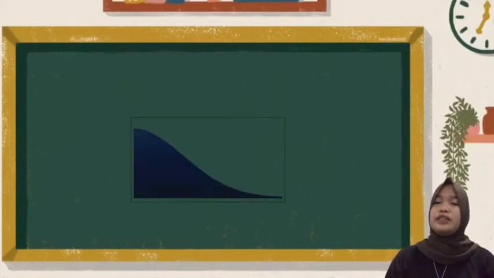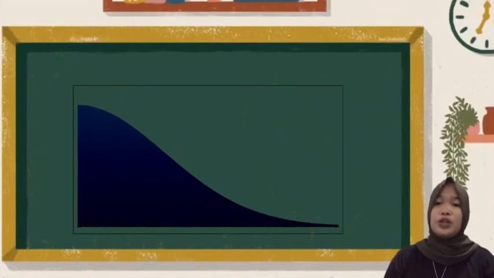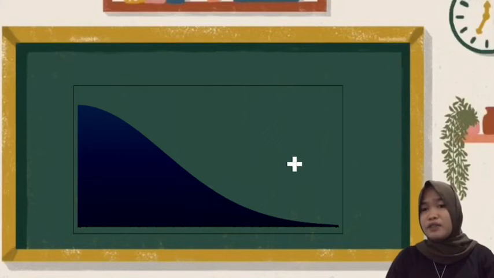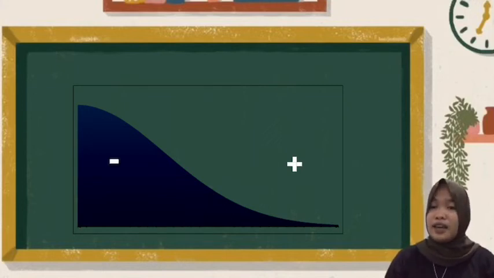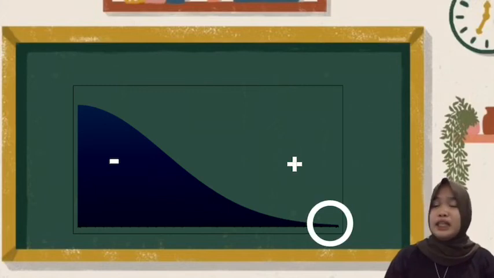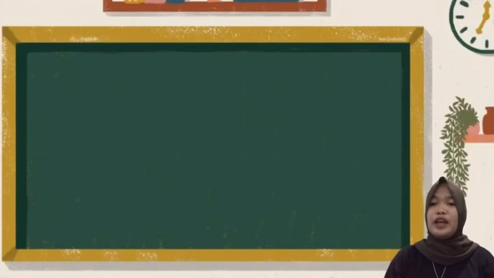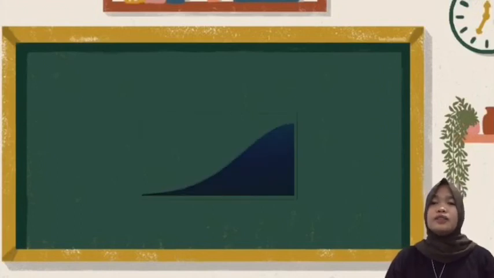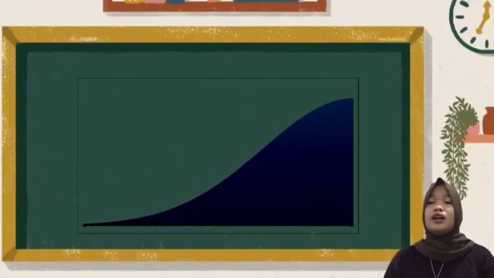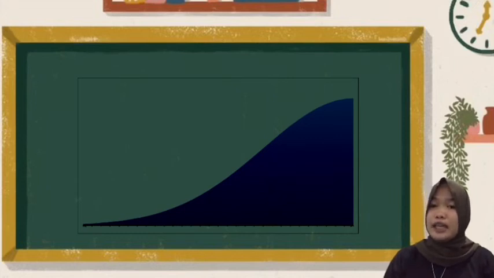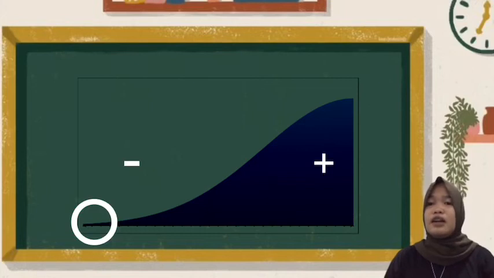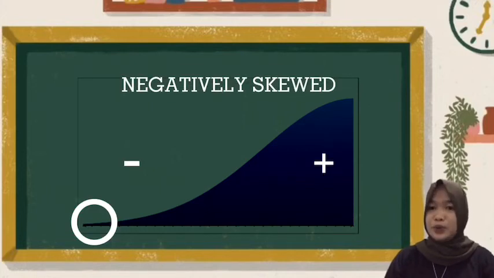So, here, in illustration A, where do you see the tail? Is it in positive or is it in negative? So, yeah, it is in the positive. So, meaning, it is positively skewed. Now, on the other illustration, the tail of the curve falls in negative. So, meaning, the curve is negatively skewed.